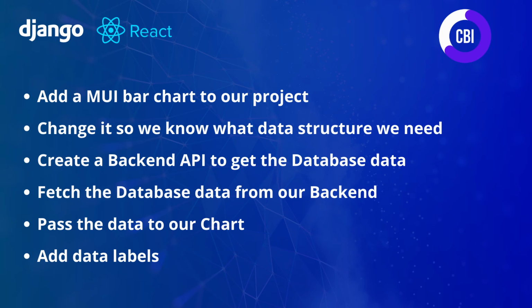Now to create this we're going to be following 6 steps. We're going to start by going to the Material UI documentation and adding a bar chart to our current project. Then we're going to slightly change that so that we know exactly the data structure and the end result that we want to achieve. Once that is complete, we're going to create an API inside of our Django backend so that we have the database data available for the chart. And then we're going to fetch that database data from our backend so we have it in our frontend. Then we will try to pass the data to our chart and we're going to be adding some data labels so that we can see the correct values.